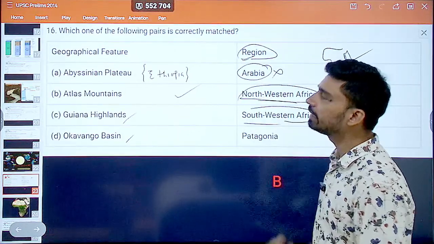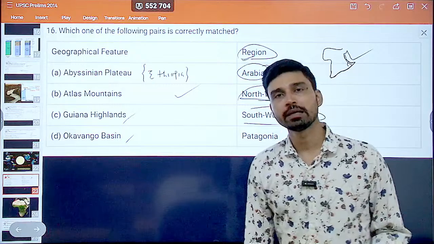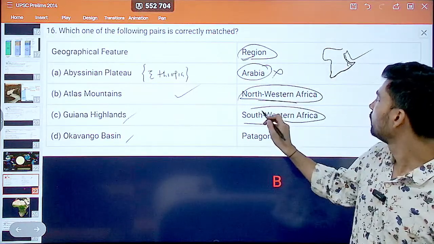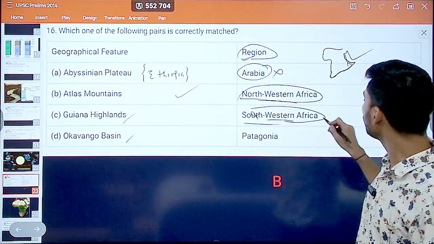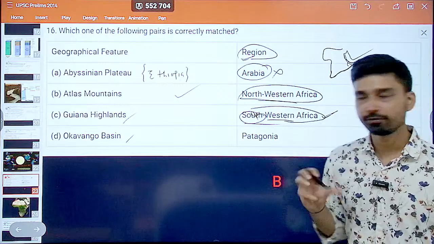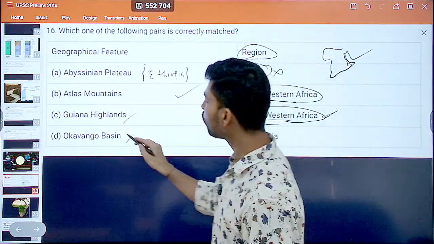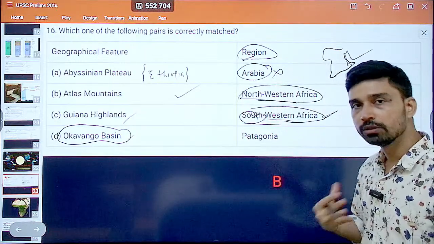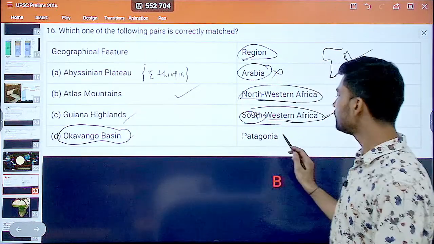That is incorrect. Guinea Highland is an equatorial African region situated near the western coast of Africa. So, if it simply said Western Africa, it would have been correct. So, it is not southwest, rather it is an equatorial Western African region. Fourth is Okavango Basin, which is known for its budding aquatic life, and that is located in Patagonia.